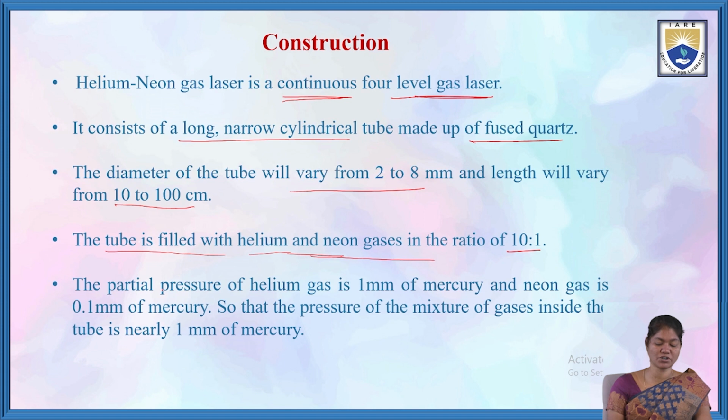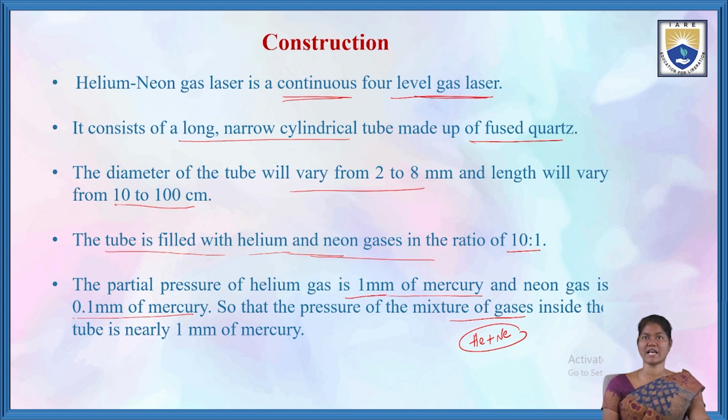The partial pressure of helium gas is 1 millimeter of mercury, and that of neon gas is 0.1 millimeter of mercury. So the overall pressure of the mixture of helium plus neon gases inside the tube is nearly 1 millimeter of mercury.